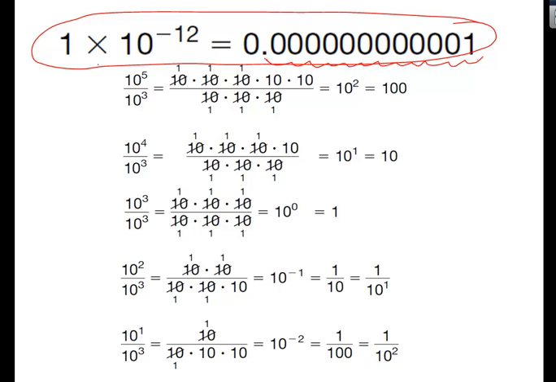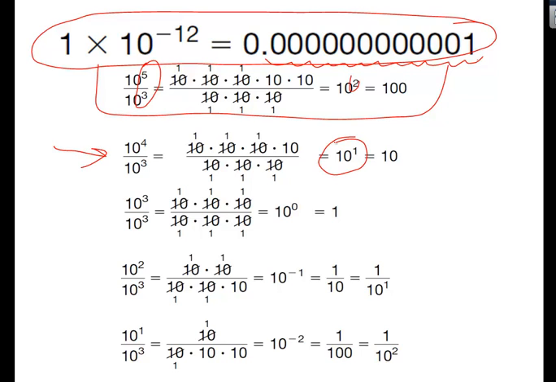In this first example, we have 5 tens over 3 tens. And as we cancel out, we see that we have 10 to the 2. What we're doing here is we're subtracting 5 minus 3 and coming up with 2. So knowing that we're going to do that, take a look at this one here, and you can see 4 minus 3 makes it 10 to the 1, and anything to the power 1 is itself. Here we got 3 minus 3, which is 10 to the 0, and we know that 10 to the 0 equals 1. Anything to the 0 power becomes 1.